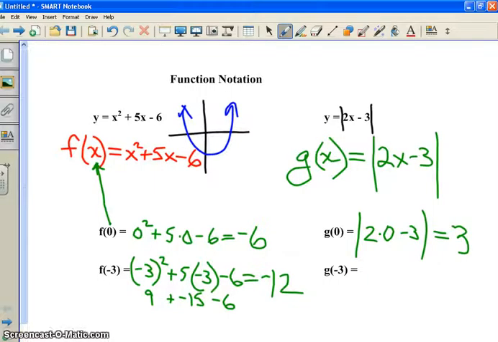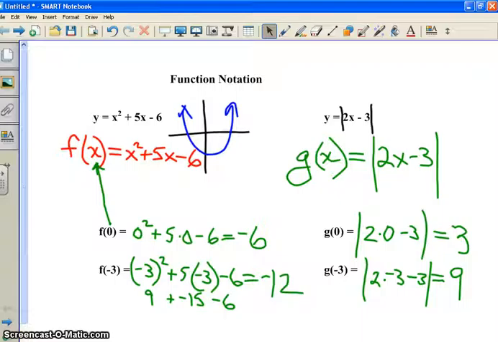If we use negative 3 as our x value, it's going to be 2 times negative 3, which is negative 6. Take away 3, which would be negative 9, and negative 9 is 9 spots away from 0. So our input is negative 3, our output is 9.